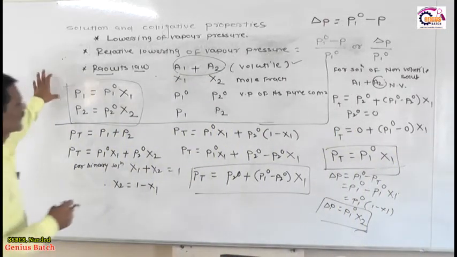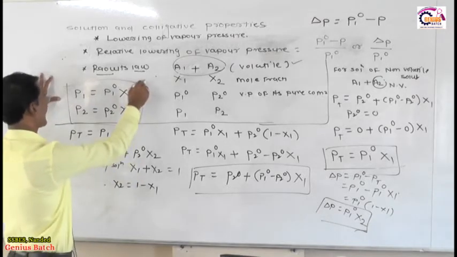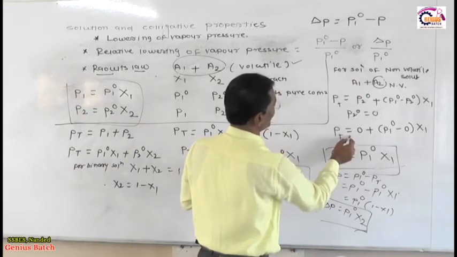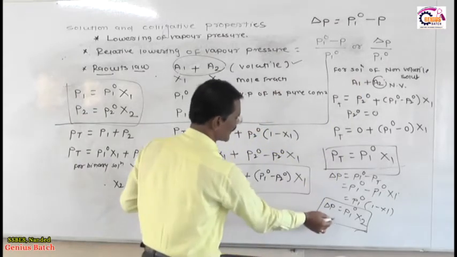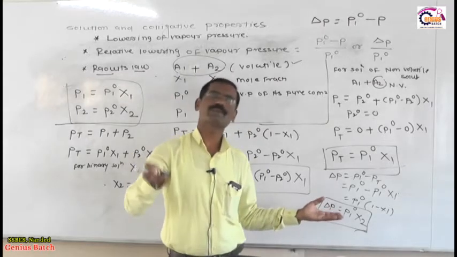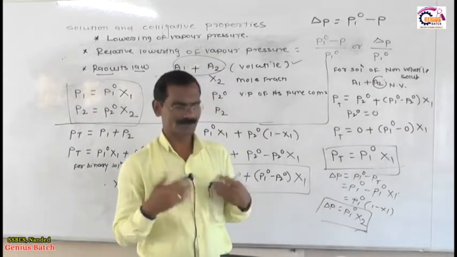So my dear friends, these are very interesting terms we are applying for Raoult's law. Keep in mind, this is Raoult's law for both volatile solute as well as solvent. This is Raoult's law when the solute is non-volatile but the solvent is volatile. And then lowering of vapor pressure, because the term lowering of vapor pressure is only applicable if the solute is non-volatile.